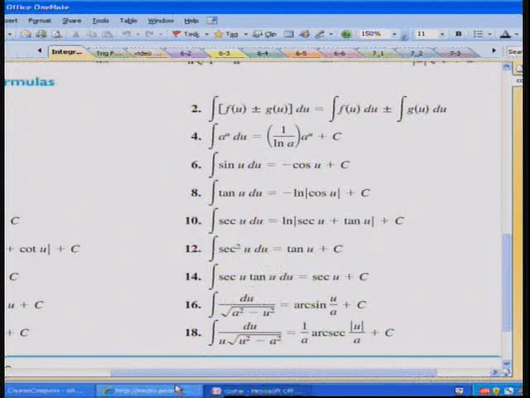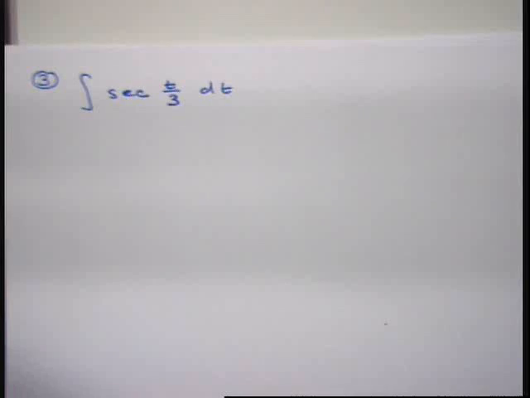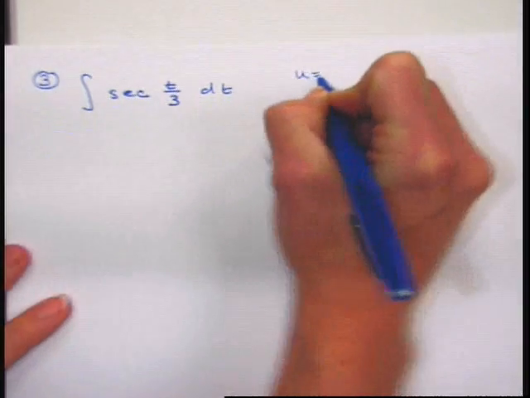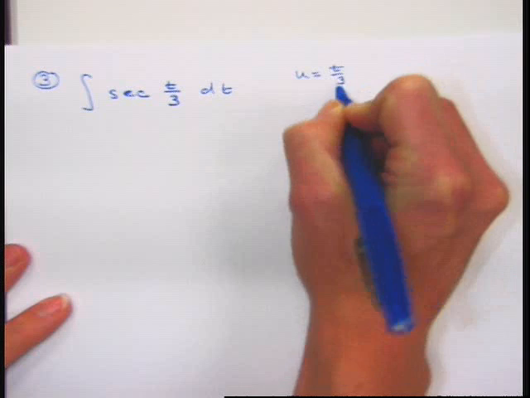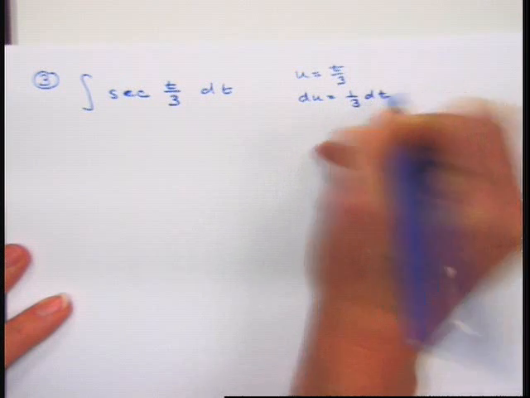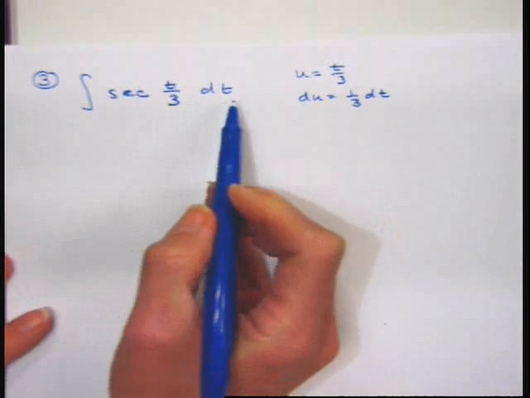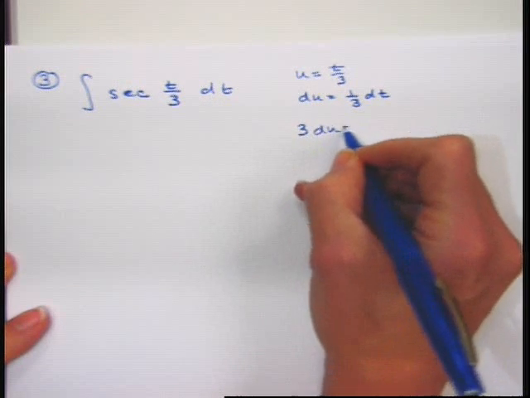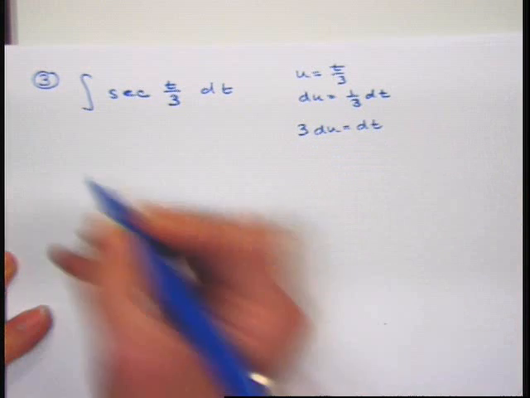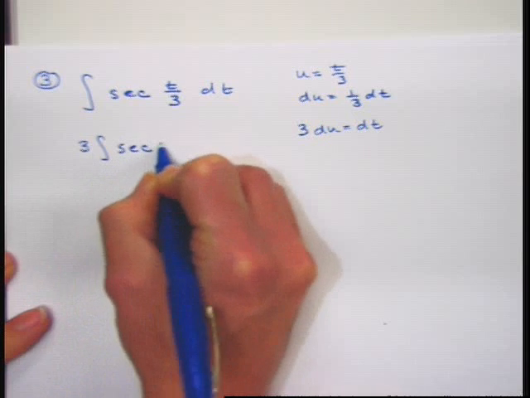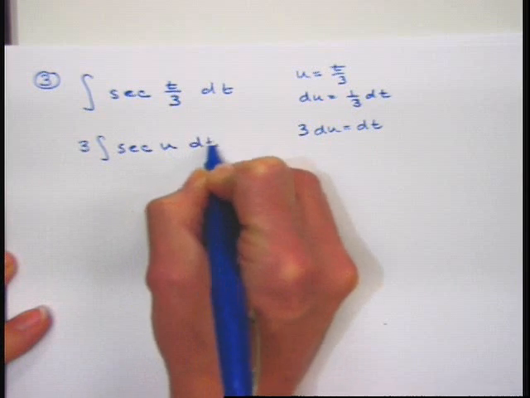So that means that we can go back here to our notes. And this should be easy enough. If we just let u equal t over 3, then du is equal to 1/3 dt, which is almost what we have. We just need a 3 in front. So this will be 3 du equals dt. So we'll put the 3 in front, the antiderivative of the secant of u du.